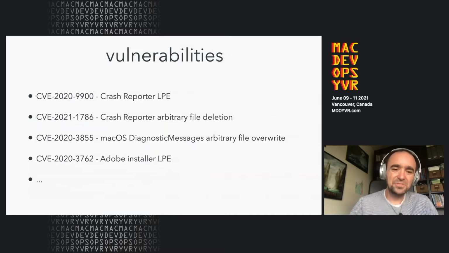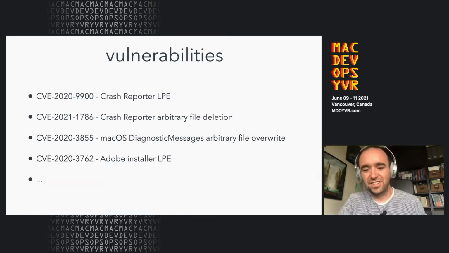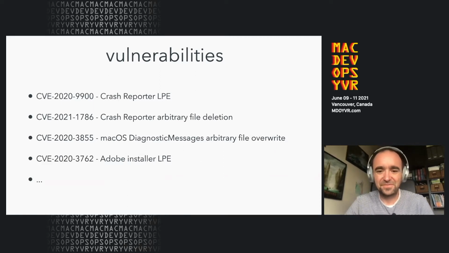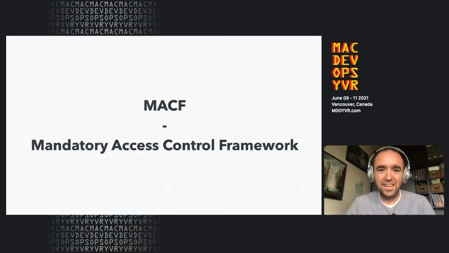Because of all of these issues, I wanted to do something about them and find a way to mitigate all of these attacks at their core. So basically mitigate the exploits generically, not just these specific issues. Then I turned to the Endpoint Security framework, and I found that I can use that to mitigate all of these attacks, basically. But before I talk about the Endpoint Security framework, I have to talk about the Mandatory Access Control framework.